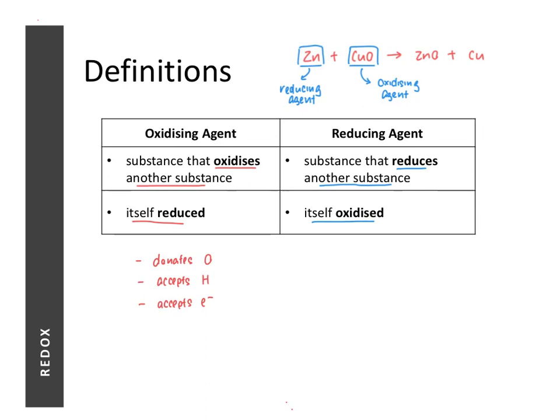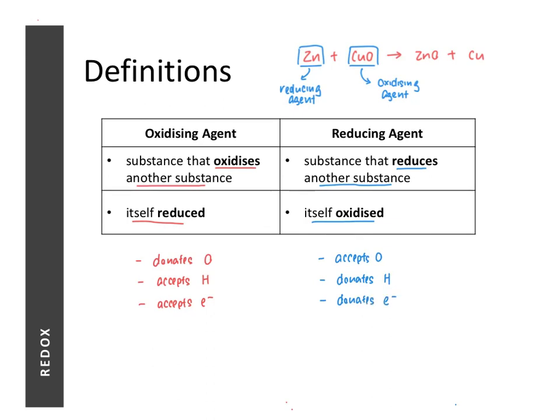Next, a reducing agent is oxidized. So when a reducing agent is oxidized, we say that it has gained oxygen. So a reducing agent is a substance that can accept oxygen from another substance. Similarly, it's oxidized when it loses hydrogen. So a reducing agent is one that donates hydrogen to another substance, and a reducing agent is also one that donates electrons. So it loses electrons and becomes oxidized.